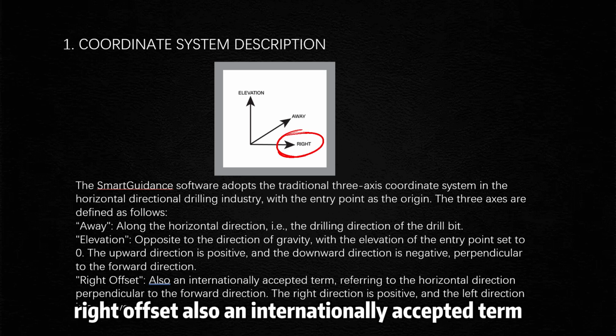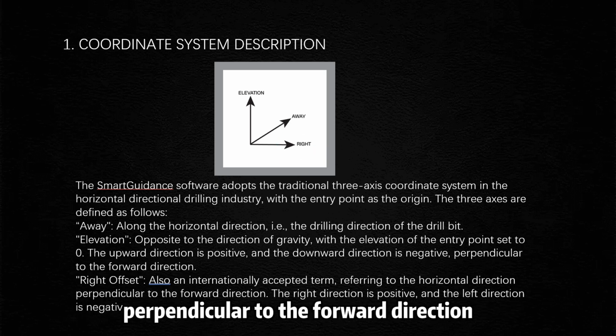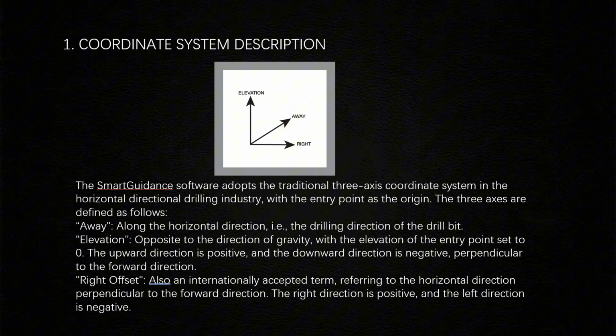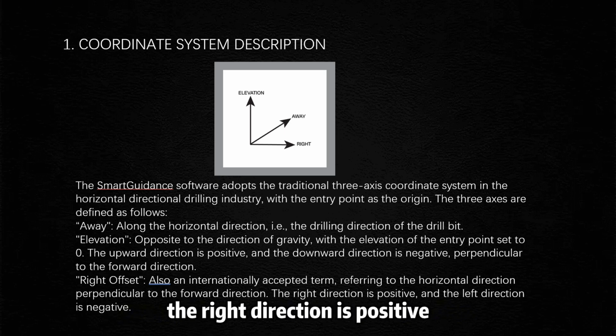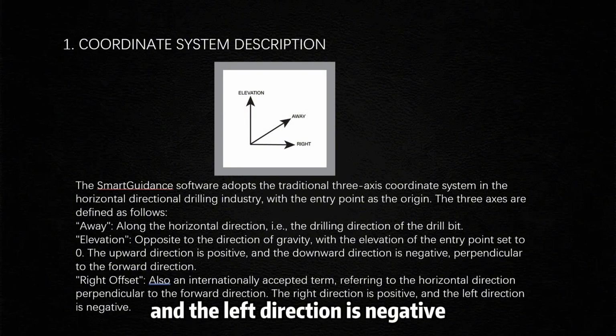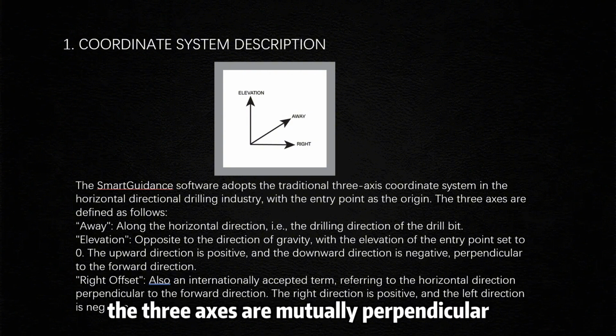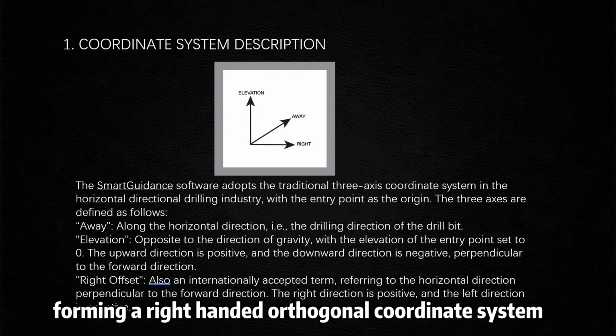Right offset, also an internationally accepted term, referring to the horizontal direction perpendicular to the forward direction. The right direction is positive, and the left direction is negative. The 3 axes are mutually perpendicular, forming a right-handed orthogonal coordinate system.